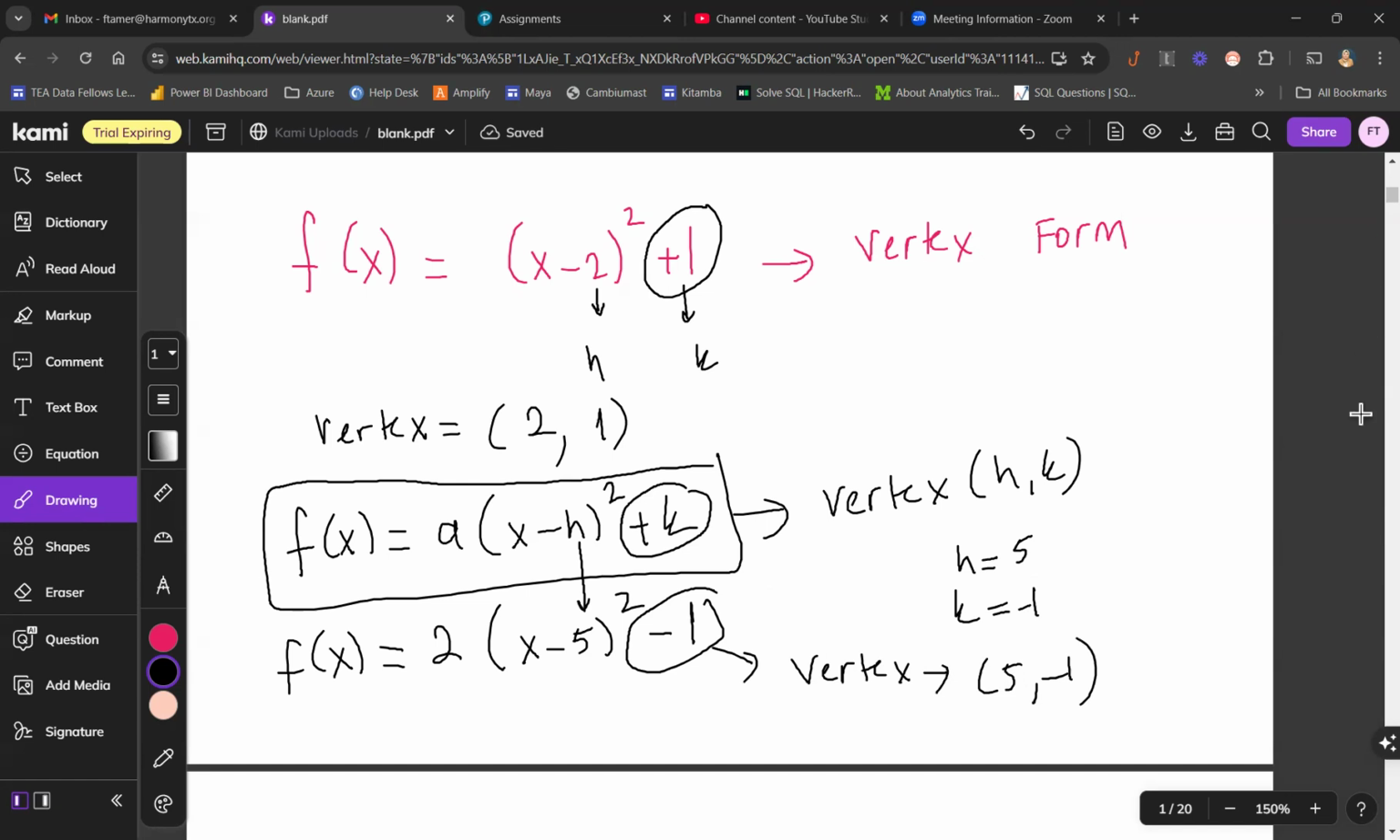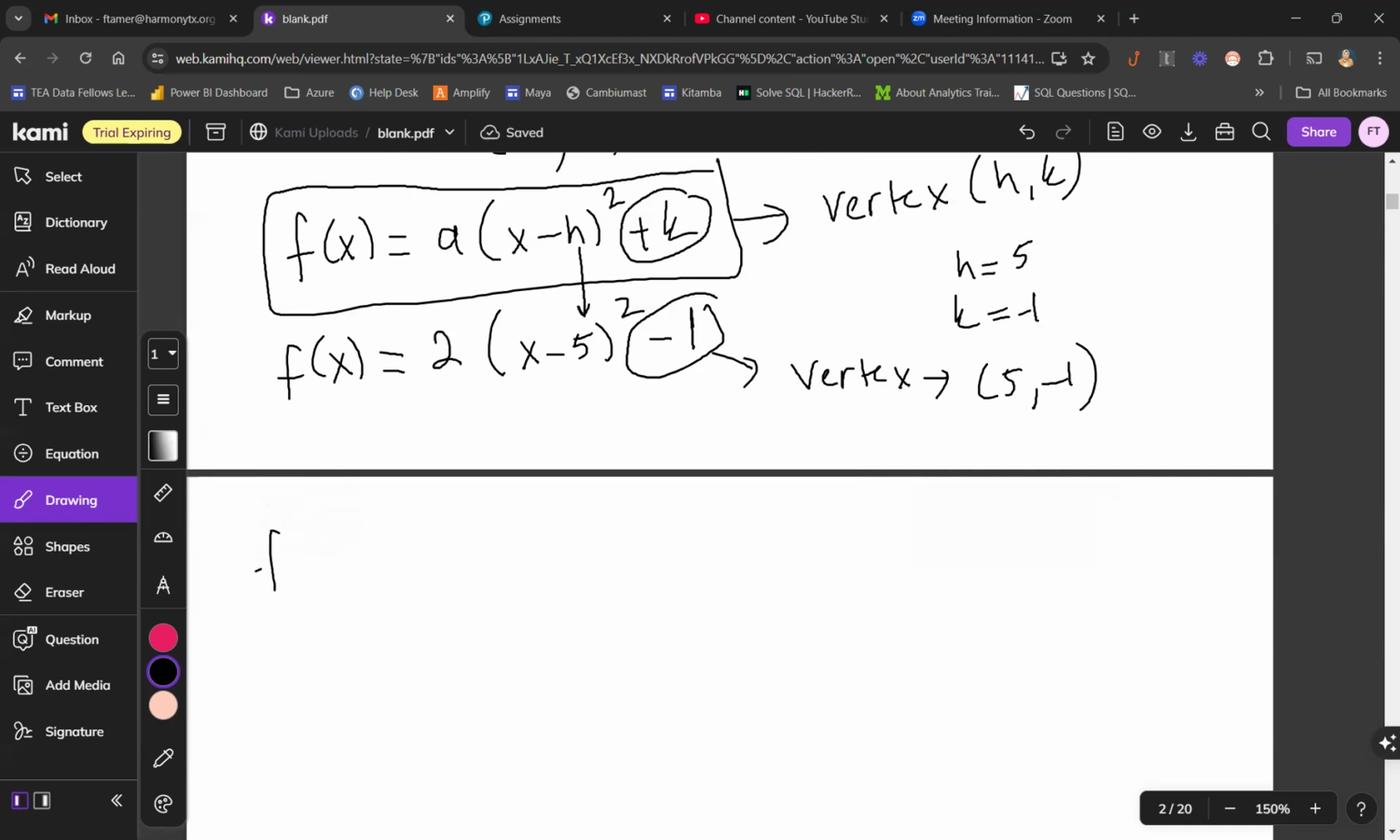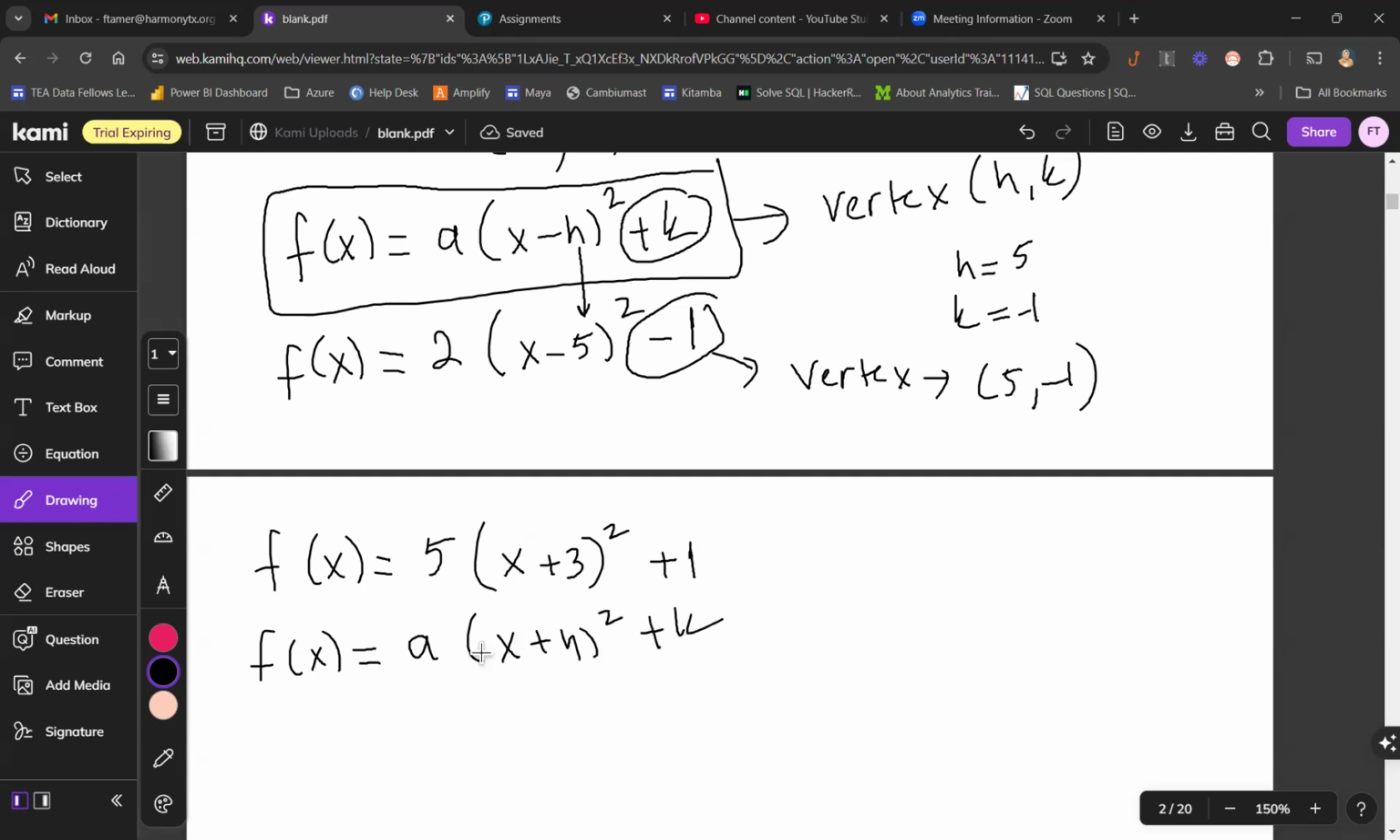I want to give you one more example about this. So if I have another function, this can be any number here, it doesn't matter. But let's say this time we have x plus 3 squared plus 1. If that's what I have, let's write the formula again. For quadratic functions or parabolas, vertex form is a parentheses x plus h squared plus k. No, it's not x plus h, sorry. The formula is x minus h.